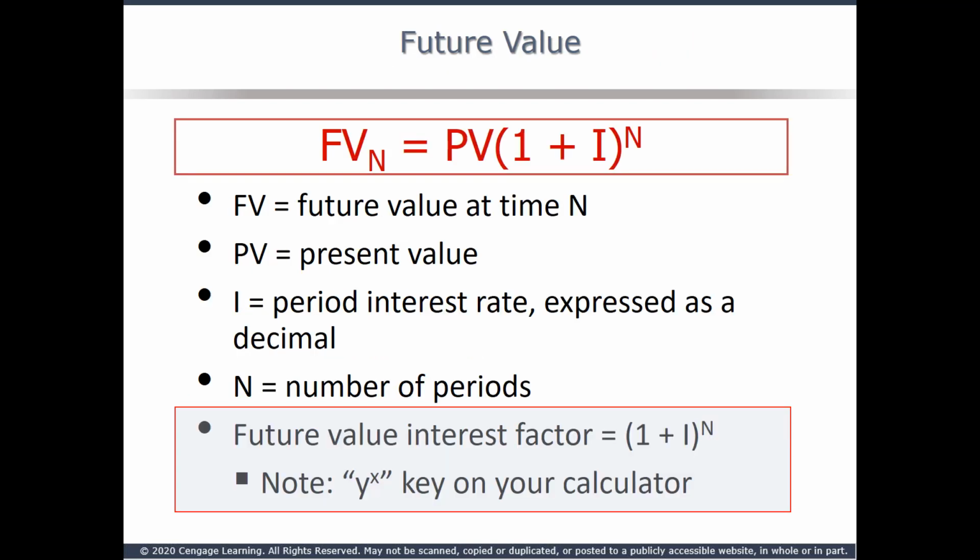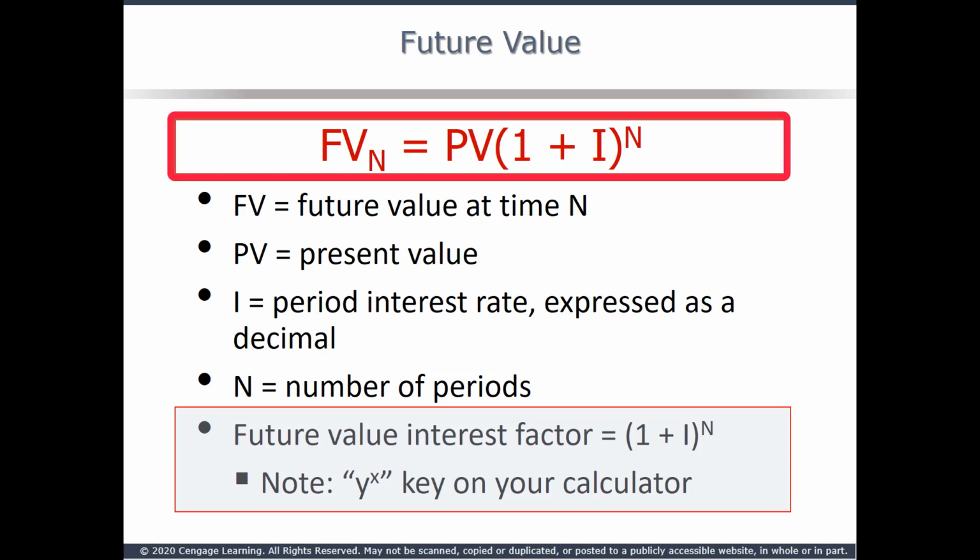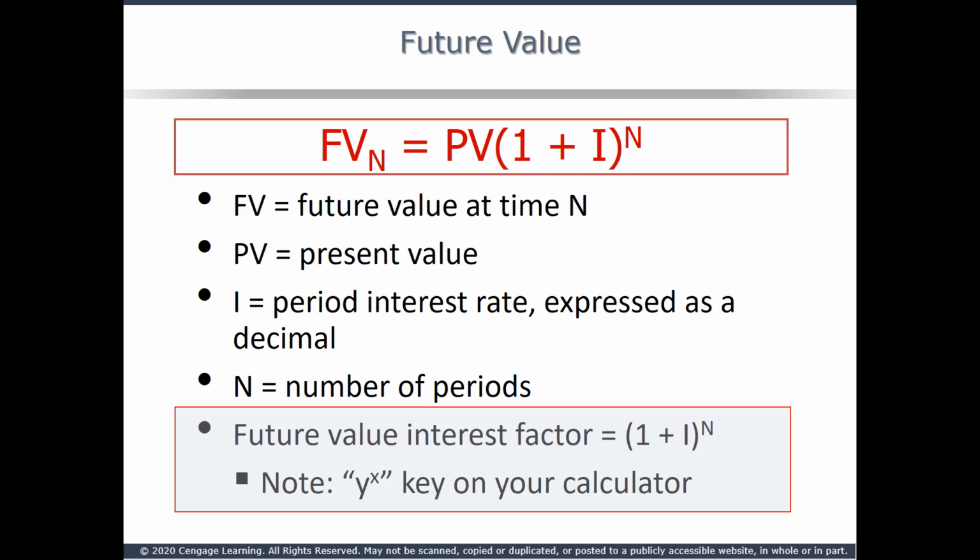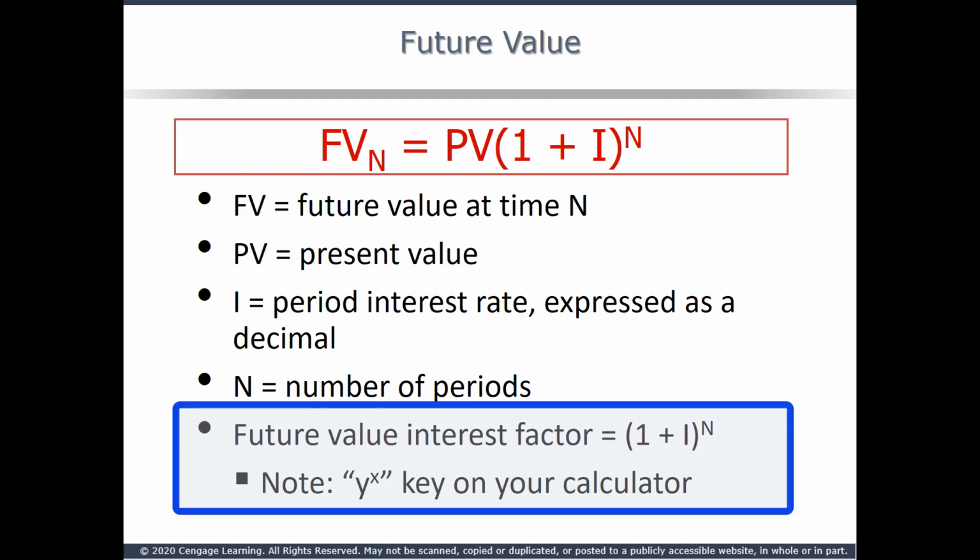We'll begin our study of TVM with future value since it's the more intuitively comfortable. This is the basic future value formula. Future value at a point in the future is equal to the present value times 1 plus the interest rate, quantity raised to the number of periods in the future. In a formula or in Excel, the interest rate is a decimal. If you remember the old future value tables, the values in those tables are the 1 plus I raised to the n. In your calculator, you can compute 1 plus I raised to the n using the y to the x key. To compute 1 plus 5% raised to the 3rd power, enter 1.05 y to the x 3 equals.